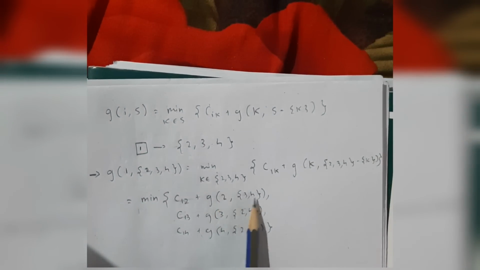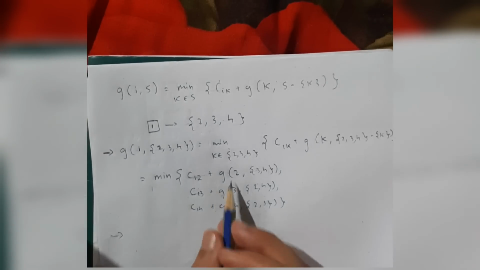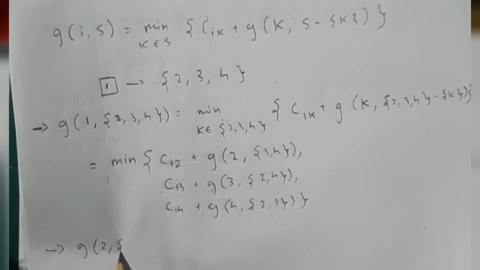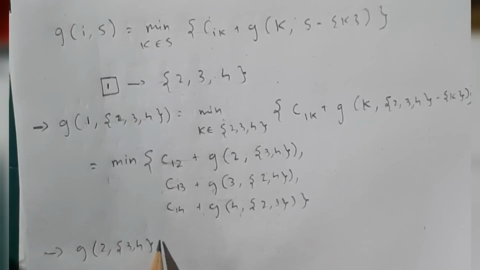G of 2, comma 3, comma 4, g of 3 comma 2 comma 4, g of 4 comma 2 comma 3. By applying the same formula which I have used here, I'll get the values of these three. So let's find out what are the values of these three. For that, I will be writing the same formula here. G of 2 comma 3 comma 4.